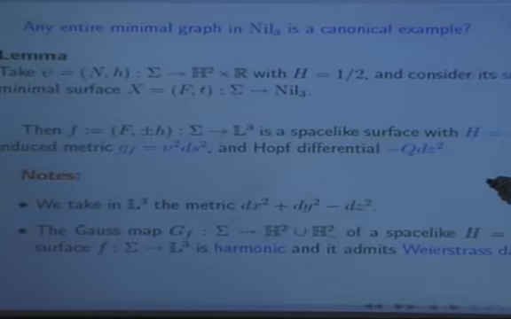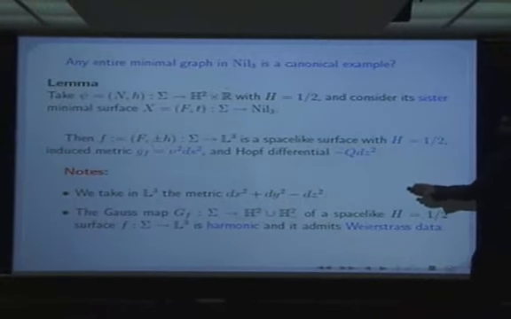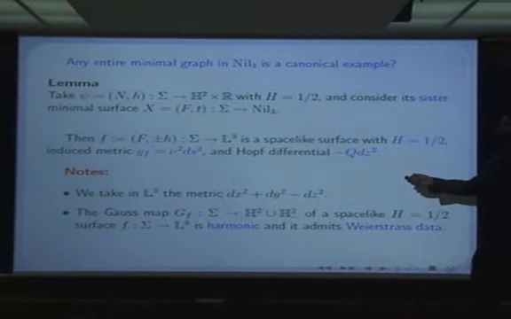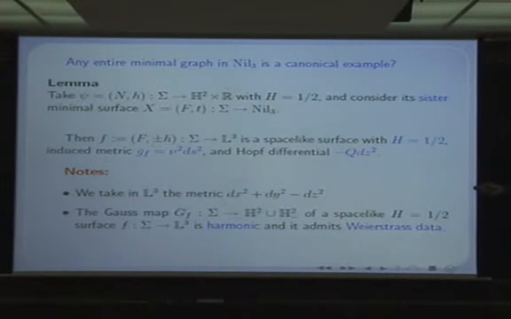that you have here. Okay, you have a surface of h equal to 1/2, its sister surface, then you take f as the first coordinate in L3 and h as the height function. This is a space-like surface with mean curvature 1/2, whose metric is this metric that is playing a key role for us, and whose Hopf differential is this thing.